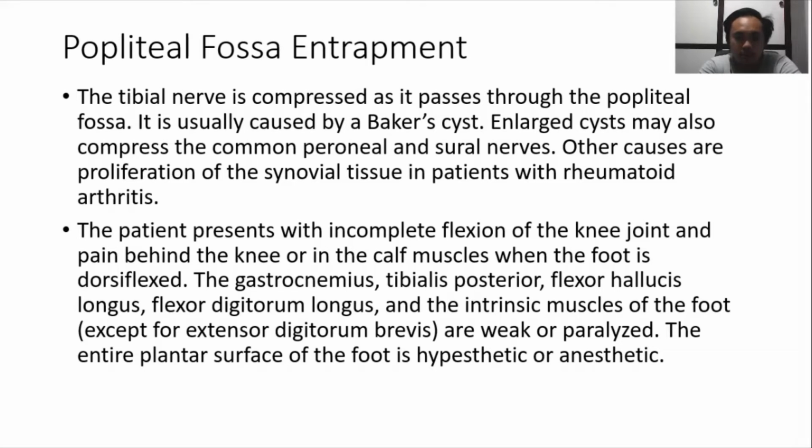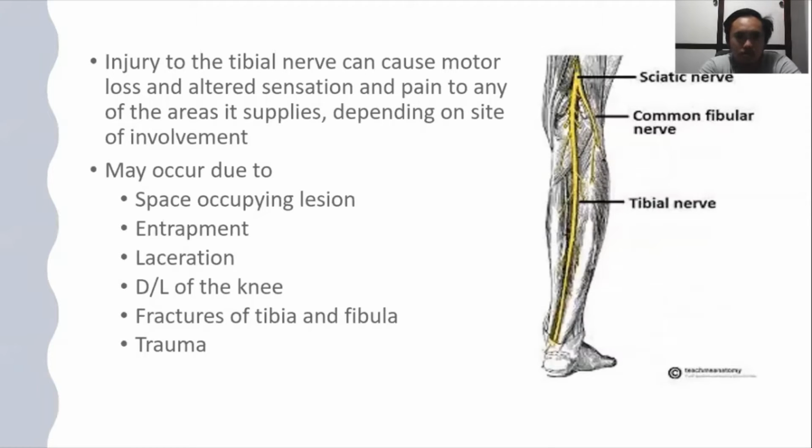The gastrocnemius, the tibialis posterior, flexor hallucis longus, flexor digitorum longus, and the intrinsic muscles of the foot, except for the TTP, are weak or paralyzed. The entire plantar surface of the foot is hypoesthetic or anesthetic. Injury to the tibial nerve can cause motor loss, altered sensation, and pain in any areas it supplies, depending on the site of involvement. It may occur due to space-occupying lesion, entrapment, laceration, dislocation of the knee, fractures of the tibia and fibula, and trauma.